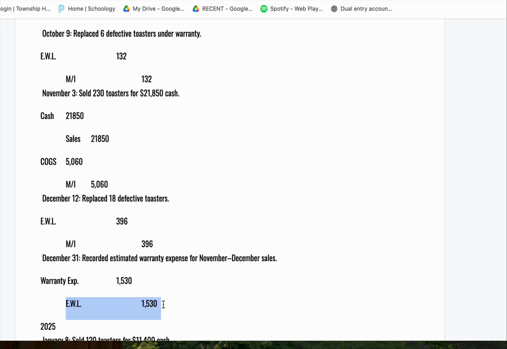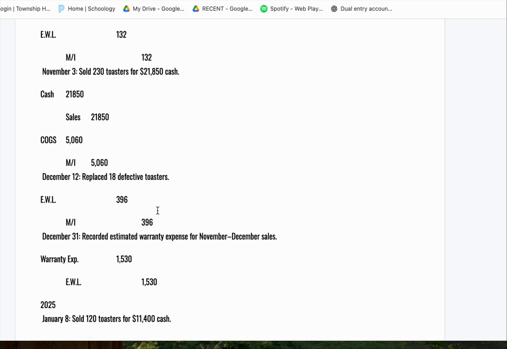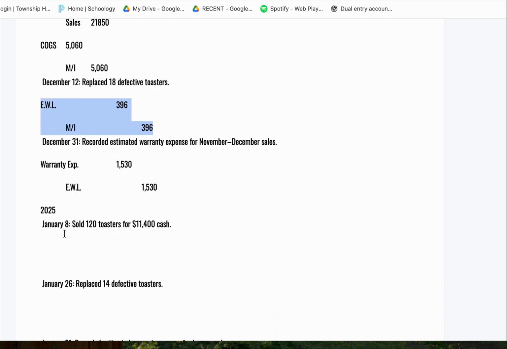So when you're doing your adjusting entry for your warranty expense, note here it's debit to warranty expense, credit to estimated warranty liability. And then when you're doing the replacement, it's a debit to estimated warranty liability and a credit to merchandise inventory, or it's a credit to salaries payable if it was just labor that worked on it, or it could just be parts. It depends on what they did to adjust the warranty.